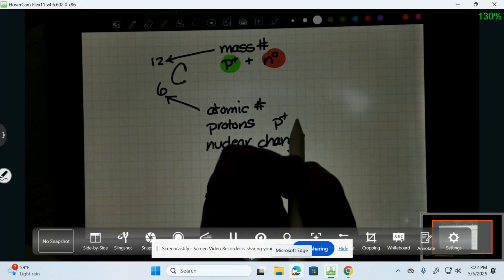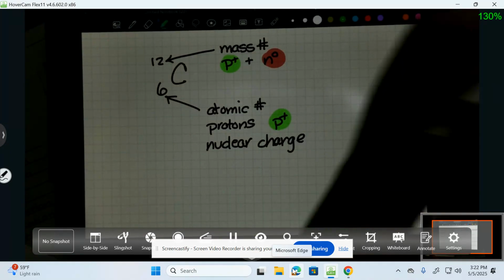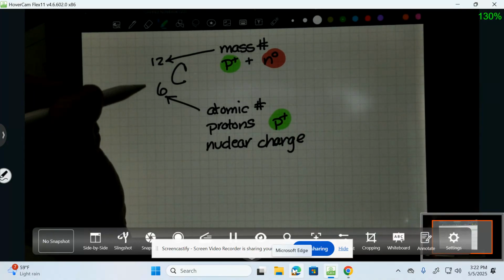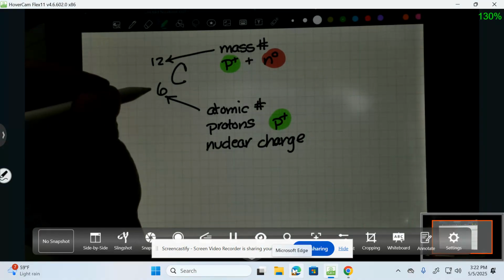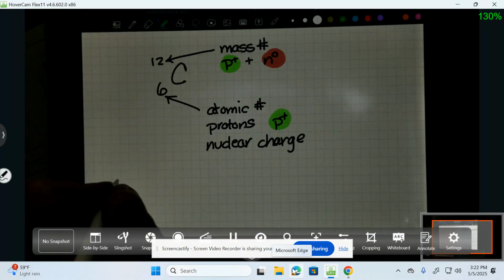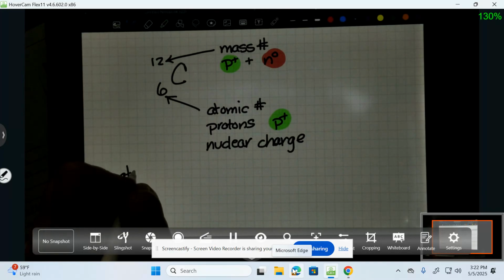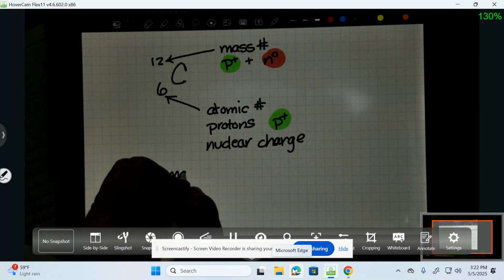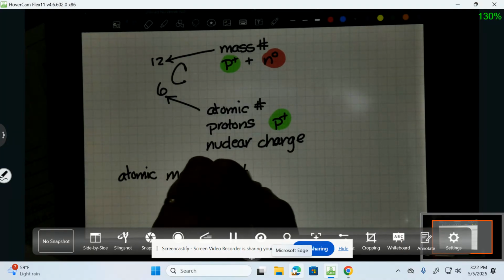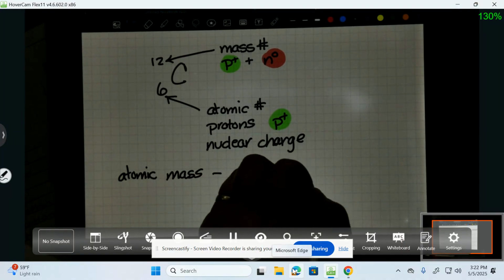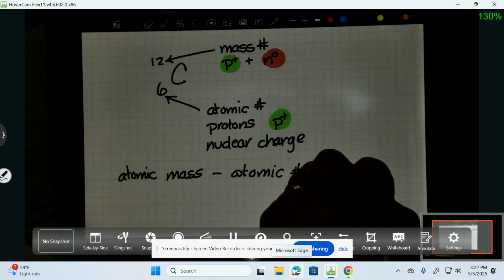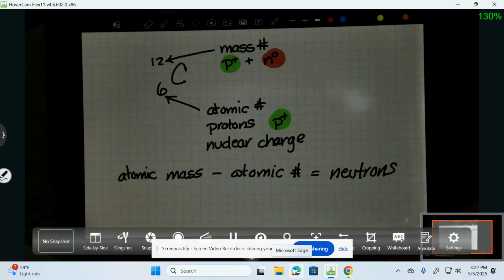So if I want to know how many neutrons I have, I'm going to take the top number and subtract the bottom number. Mass minus atomic number gives you number of neutrons. Atomic mass minus atomic number equals neutrons. Top minus bottom. Bigger minus smaller is going to give you neutrons.